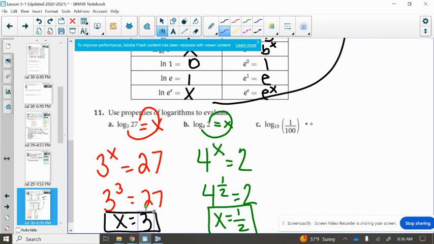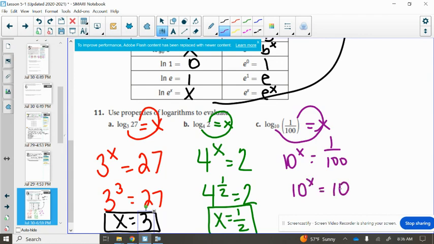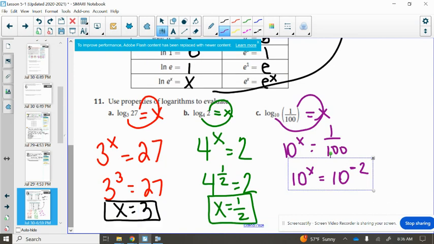Last but not least, if I rewrite this as an exponential, I have 10 to the x power equals 1 over 100. Well, right now we know that 1 over 100 is 10 to the negative second power, right? Because 10 squared is 100, but we want it as a fraction. So x this time is -2.